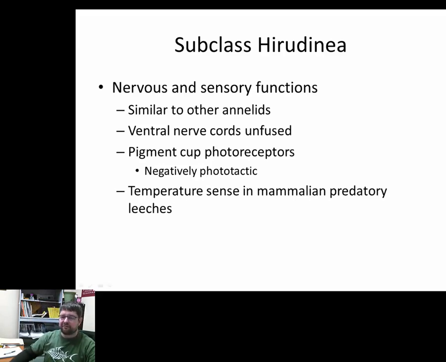The other thing that at least some species in Hirudinea have the capability of doing is they can sense the temperature of mammals. So they have temperature sensing organs, and so they know when a mammal is in the water column, and they can seek out that change in temperature around that organism and then take a blood meal.